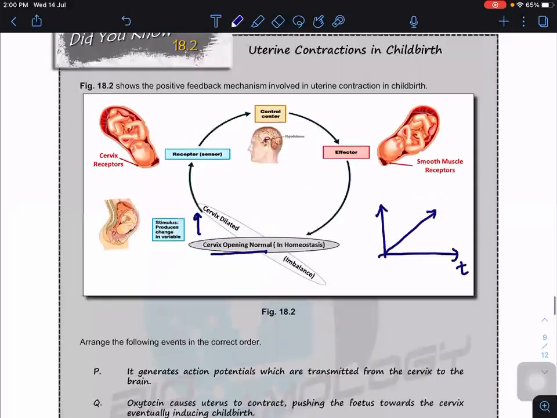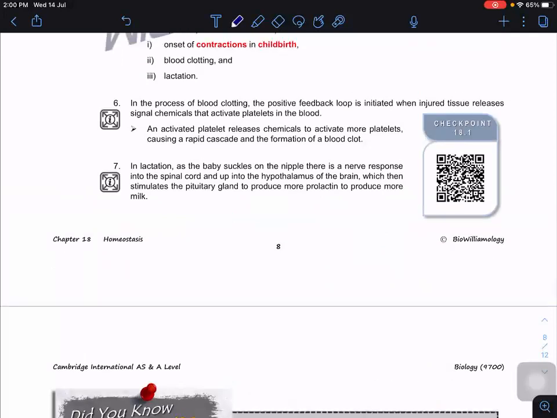here. And then another one, which we didn't discuss here, is lactation. Lactation is when the baby sucks on the nipple. So it will stimulate the nerve response into the spinal cord and the hypothalamus, and then it will produce more prolactin and more milk for the baby. So the more the baby sucks the nipple to get the milk, the more milk will be produced by the mom. Okay, so this is the positive feedback mechanism.